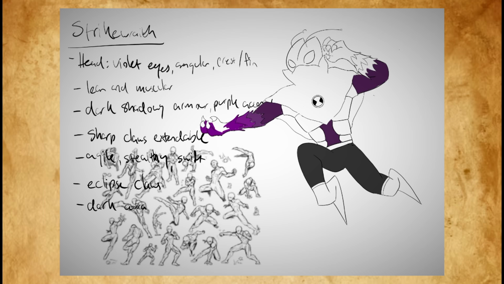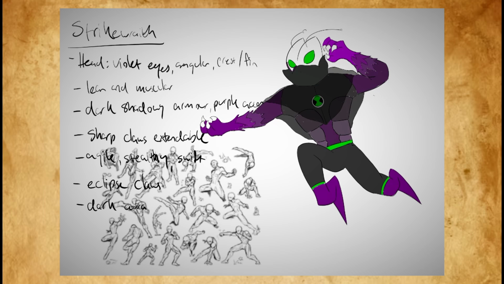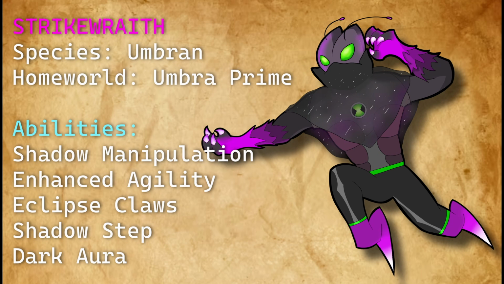I gave him these kind of feathered hands. I don't really know how to describe it, but I gave him this kind of look, and I also put some stars in his poncho just to add to the whole dark aesthetic, and this is the final design for Strike Wraith. This one, I love this design. I think it's probably in the thumbnail, and I think it turned out great.